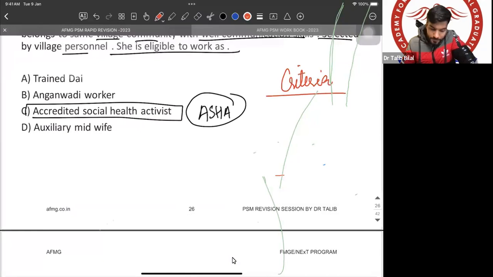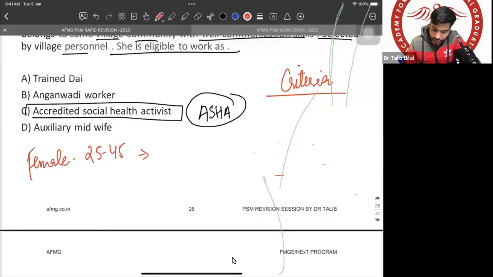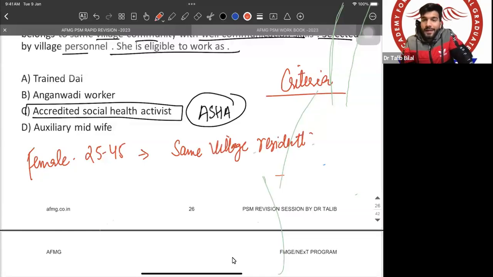First of all, it should be female, age 25 to 45. She should be same village resident. It's not like, guys, a woman in Delhi will apply for being an ASHA in Kashmir. That won't work, guys. She should have good communication skills.